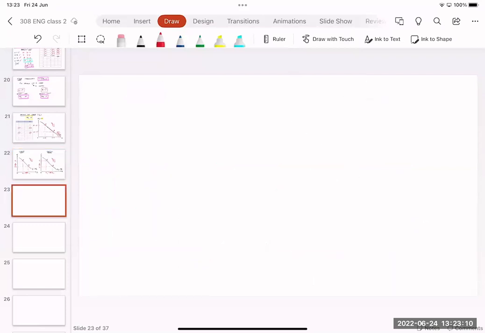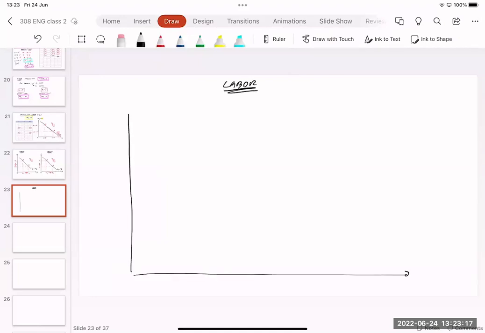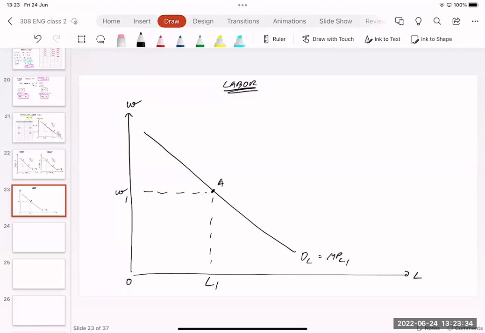Come back here, for the case of labor. I'm going to show you the case of shifting the curve. On the horizontal axis is L, on the vertical axis is the real wage, small w. If I have demand for labor like this, it comes from MPL1. At point A, if the real wage equals W1, we're going to hire L1 of labor. As you can see, firms are going to hire more or less labor depending on the benefit. The benefit comes from MPL.